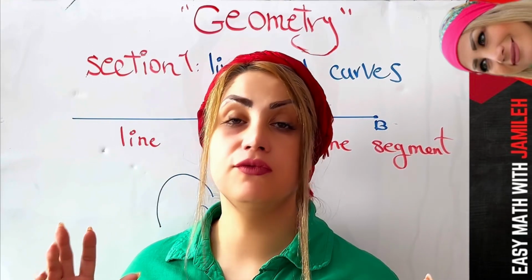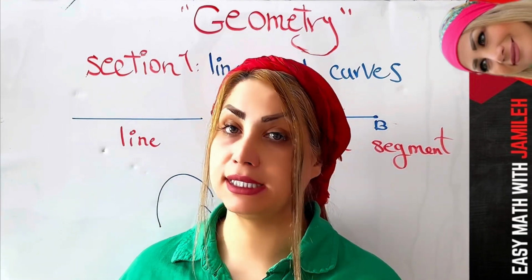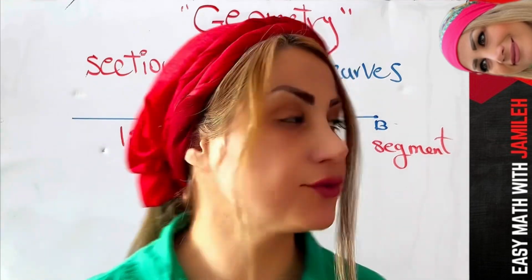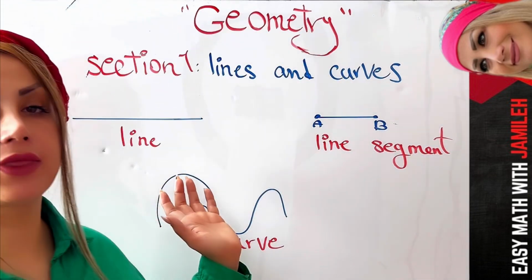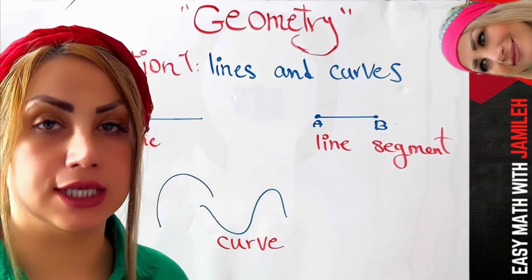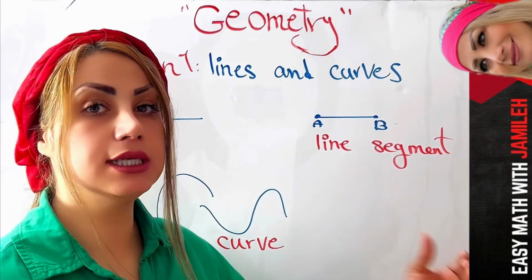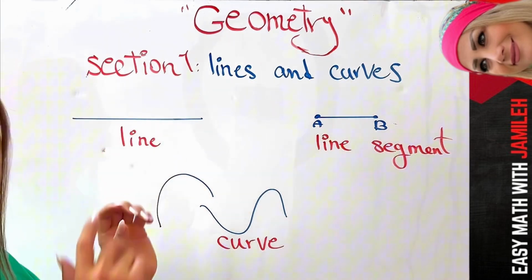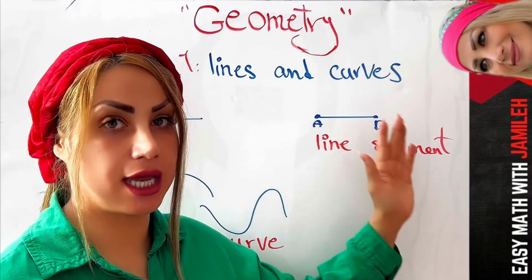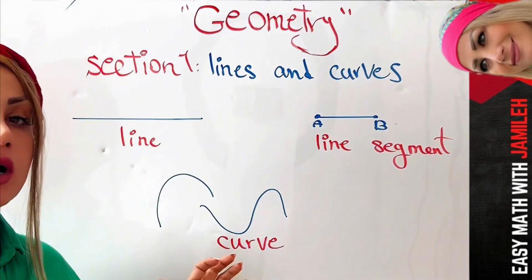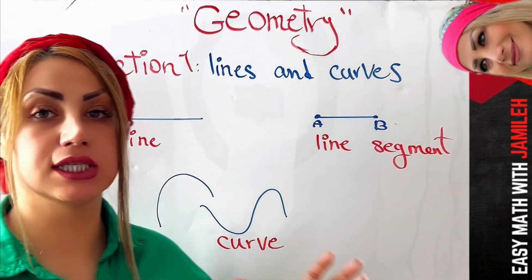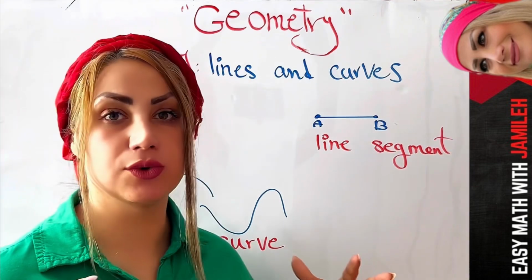Before we dive into the world of shapes, let's start with the basics, lines and curves. A line is a straight path that extends infinitely in both directions, and a line segment is a part of a line with two endpoints, A and B. A curve, on the other hand, doesn't have to be straight. It can bend and change direction.